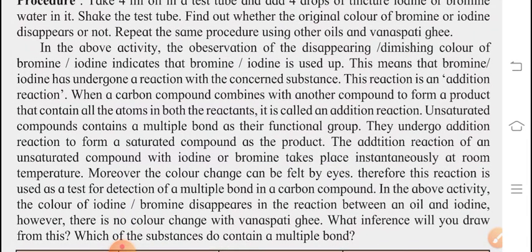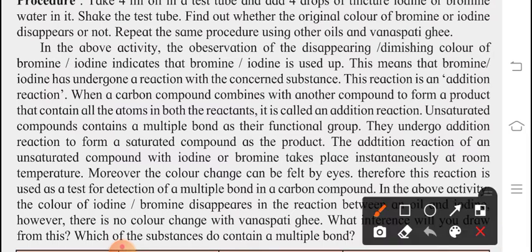So, when a carbon compound combines with another compound to form a product that contains all the atoms in both the reactants, it is called an addition reaction. What is the meaning of addition reaction? When a carbon compound combines with another compound to form a product that contains all atoms in both the reactants, it is called addition reaction. So whatever mixture we are getting, in that mixture all the reactants mix together, so that is addition reaction.